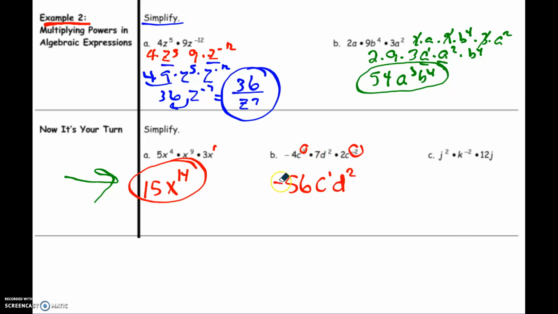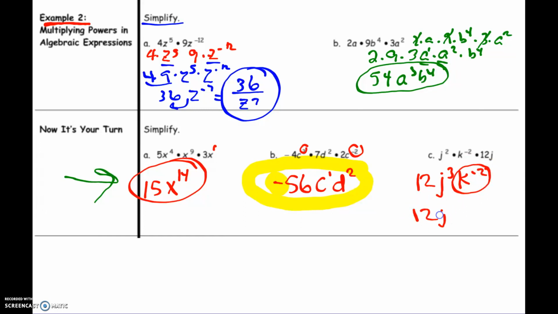Now a lot of times people get tripped up by this negative here and think, oh, I need to move the 56 down to the bottom because it's negative. You only move numbers that have negative exponents, so this number stays on top. The last one, there's only one number, it's 12. J to the second times j to the first is j to the third, k to the negative second, but you know the negative exponent gets moved, so it's 12 j to the third over k to the positive 2.